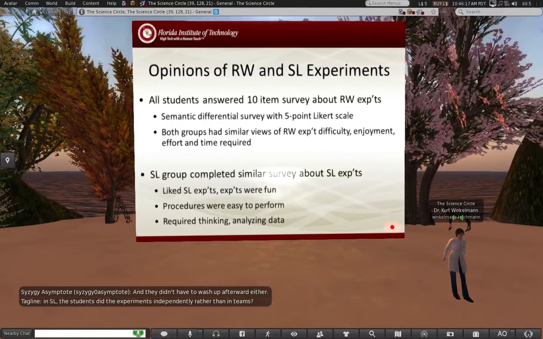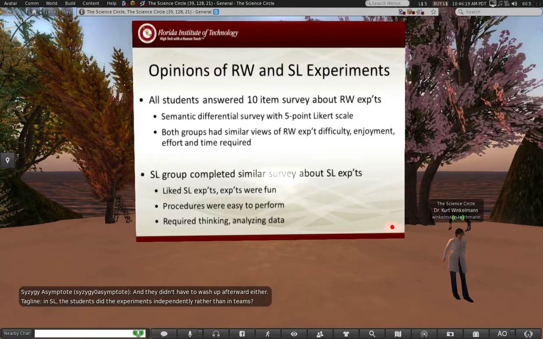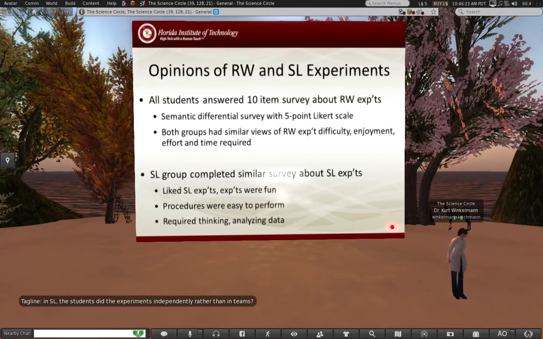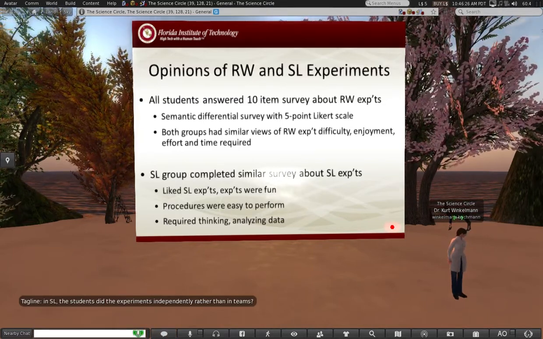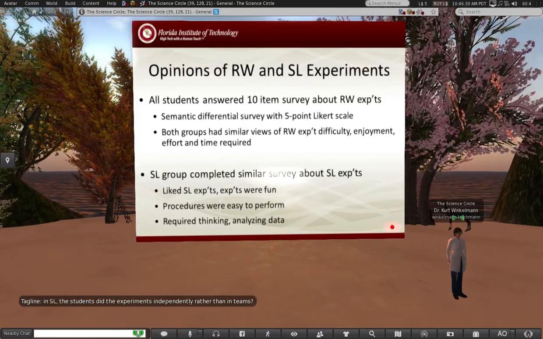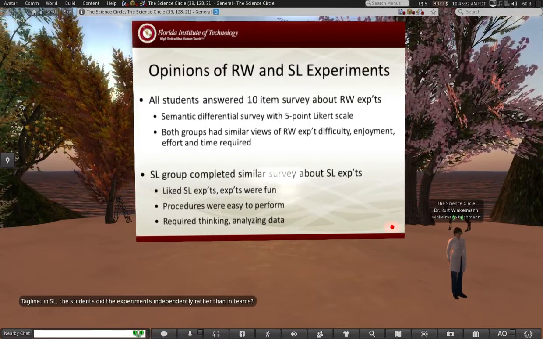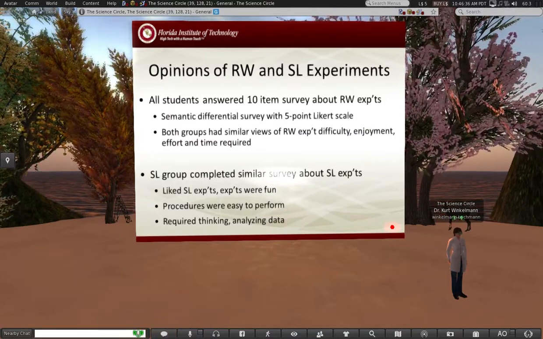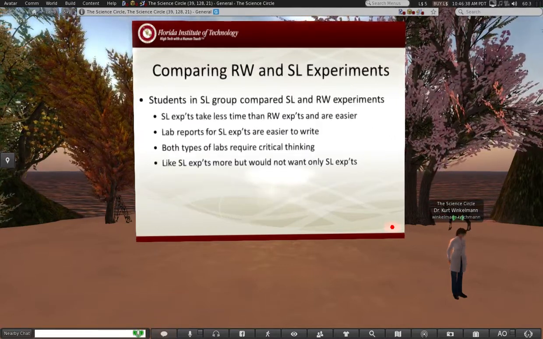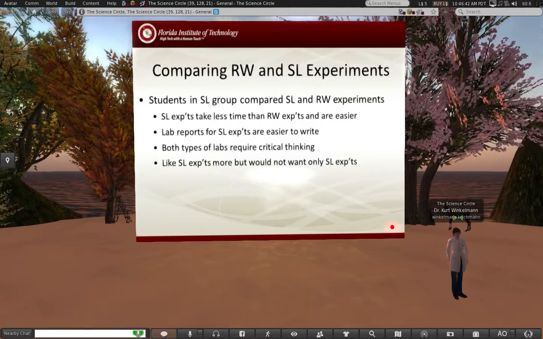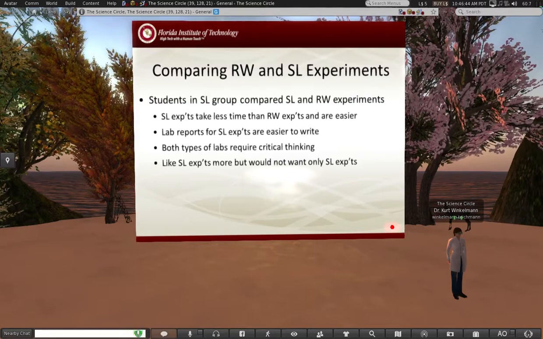But despite that, they thought that the experiment still required critical thinking, and once they had their data from the experiment, they still had to analyze it the exact same way. The experiments in Second Life didn't spit out an answer for them, it just allowed them to record a measurement in their lab notebook. So analyzing the data, writing the lab reports, that was the same experience.